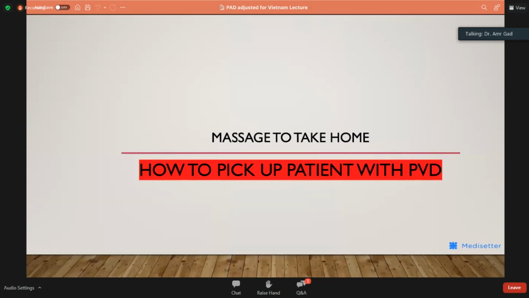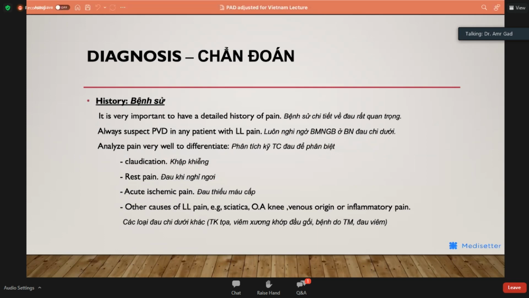So at the end, what we want to know from all this long talk, I hope not to be bothering you with this lengthy talk, but what you need to know, two important things. Forget about all the interventions and these things. The most important thing is the diagnosis, how to pick the patient. We have to take a very detailed history of the pain. Always keep in mind that peripheral vascular disease may be present in a patient with lower limb pain. We have to know if there is claudication, and we have to analyze intermittent claudication very well, or if there is rest pain. And we have to correlate with the differential diagnosis. So history is very, very important in those patients.